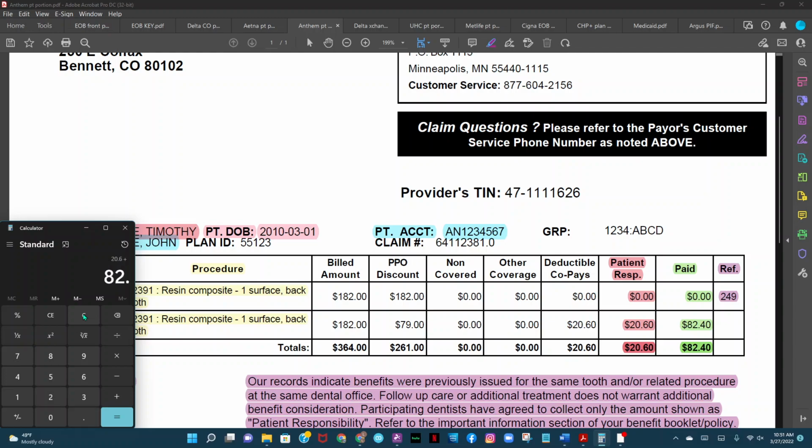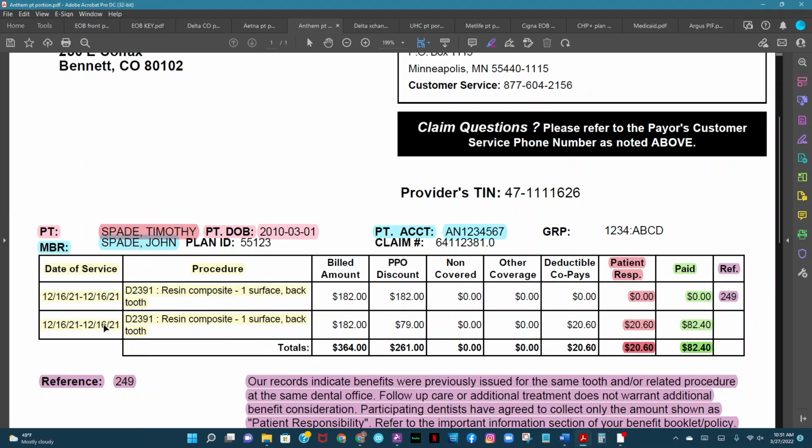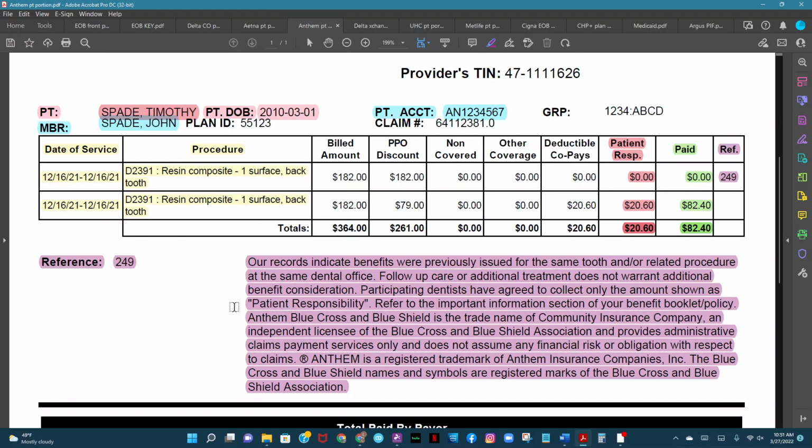2060 plus 8240, 103. Okay, so the contracted fee allowance for this code, the 2391, is going to be 103. All right, we're going to look over here at this reference or remark code 249. Our records indicate benefits were previously issued for the same tooth and/or related procedure at the same dental office. Follow-up care or additional treatment does not warrant additional benefit consideration. Participating dentists have agreed to collect only the amount shown as patient responsibility. Refer to the important information section of your benefit booklet.